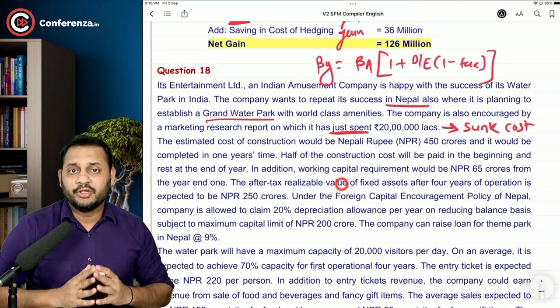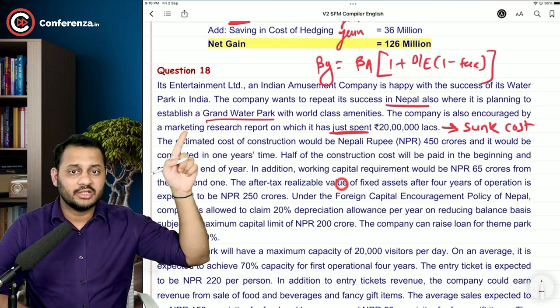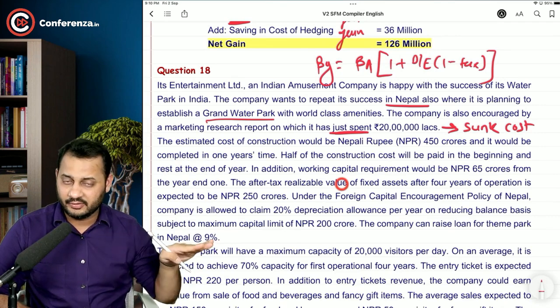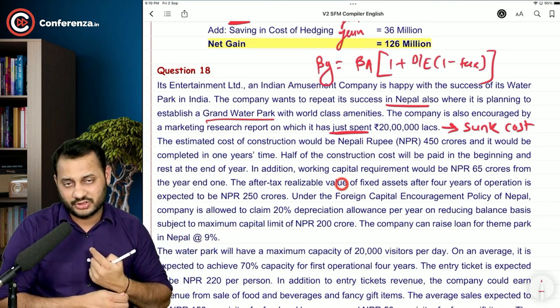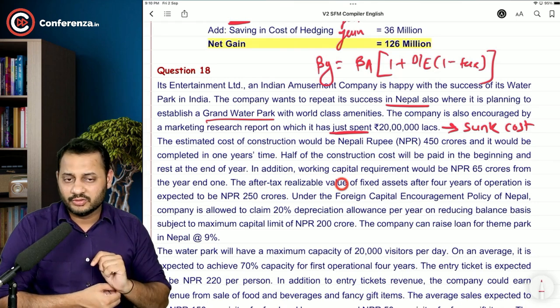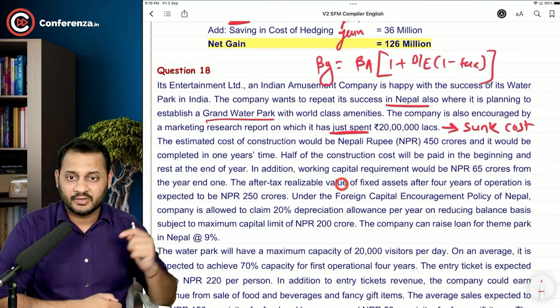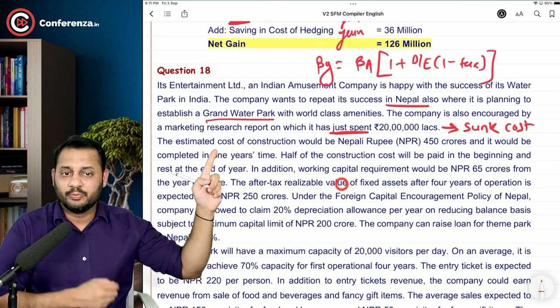We are not going to change our decision because of this 20 lakh rupees, because you cannot reverse this expense. This has already been done. That's what we call in costing a sunk cost. You can type on Google also, and you can ask your seniors as well what is sunk cost in costing. The estimated cost of construction would be Nepali rupee 450 crore.